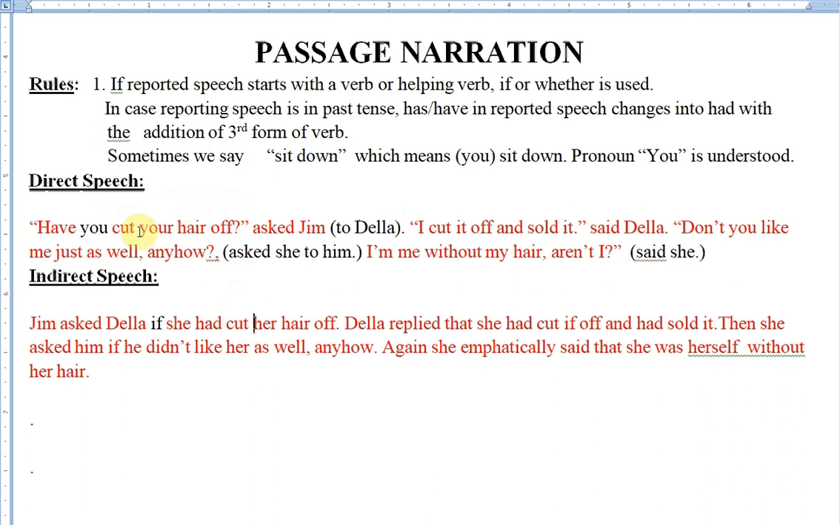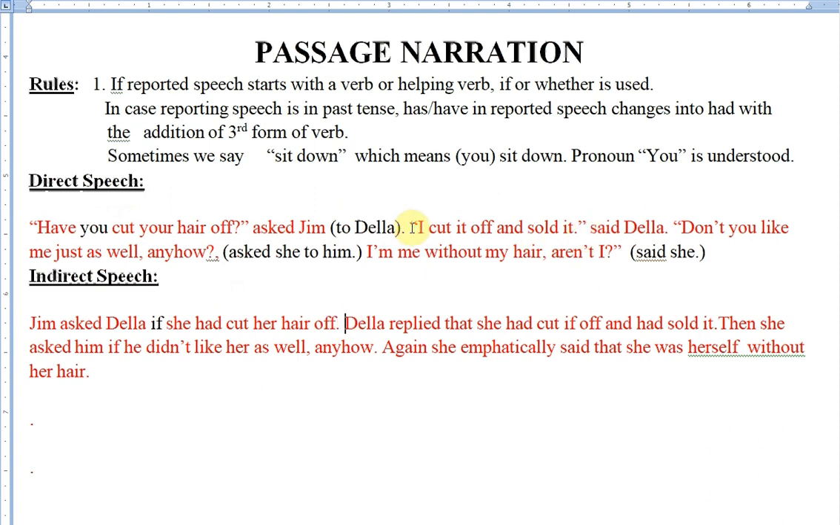Your is again a second person pronoun, possessive case. And second person pronouns will again be changed according to the object of the reporting speech. Della is the object. Della means she, and the possessive case of she is her. That's the reason we are putting her over here. Clear? Hair off. It's okay.